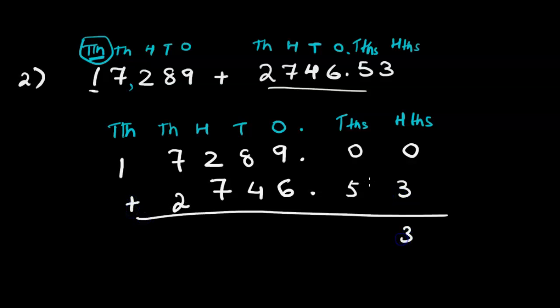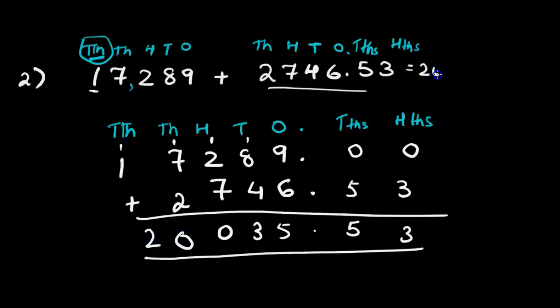3 plus 0 is 3, 5 plus 0 is 5, 9 plus 6 is 15, 8 plus 1 is 9, plus 4 is 13, 7 plus 2 is 9, plus 1 is 10, 7 plus 2 is 9, plus 1 is 10, 1 plus 1 is 2.